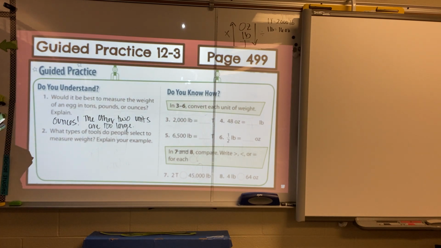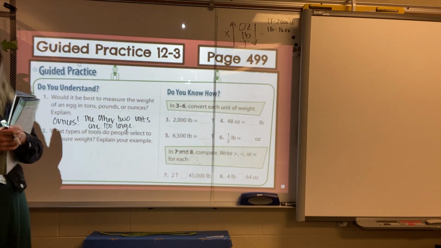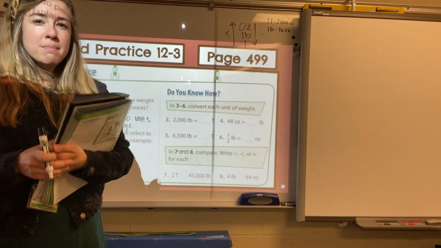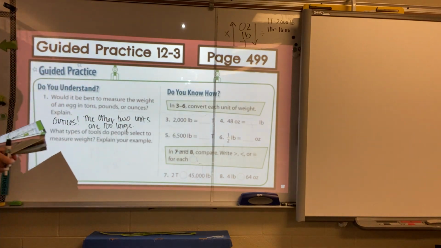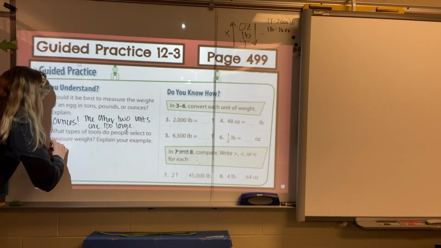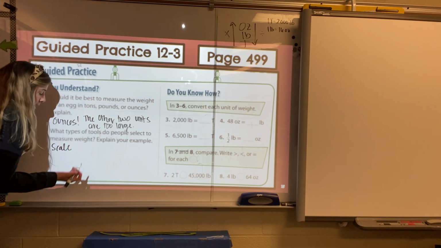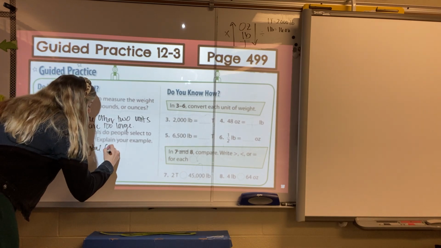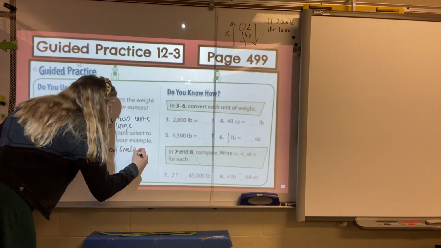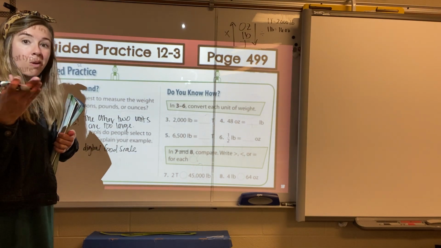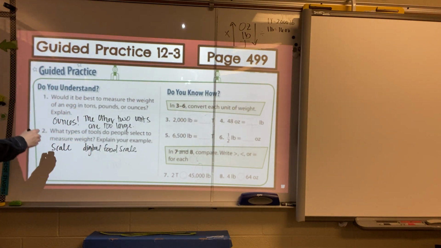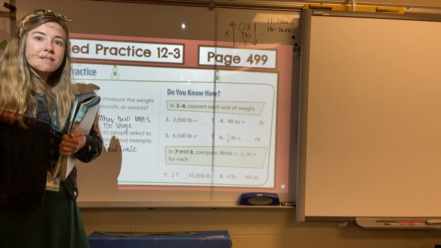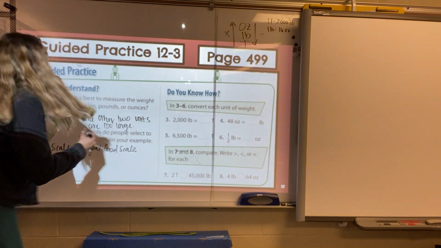Okay, what types of tools do people select to measure weight? I want you to think on your own, what have you seen around your house, in your kitchen, maybe in your bathroom, that people use to measure weight? You might have said a scale, like a bathroom scale. I have a digital food scale at home as well that I don't really use all that often. Sometimes when I'm baking, I'll weigh instead of measure. And here at school, if you think back to summer school, or to science last year, we use those triple beam balances.